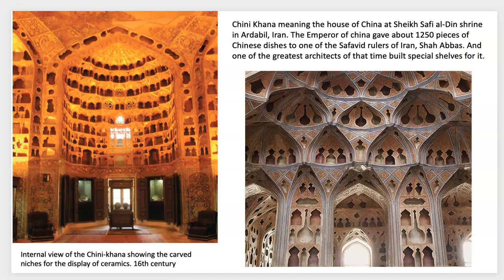Here's an example. So, this particular carved niche that would display ceramics, this is from about the 16th century, again indicates the amount of trade and relationships that are going on. So supposedly one of the rulers from China came to Iran and gave the ruler so many little artifacts that he had this special space built so he could display all of these artifacts. So there was a lot of intermingling between the rulers and the different cultures.